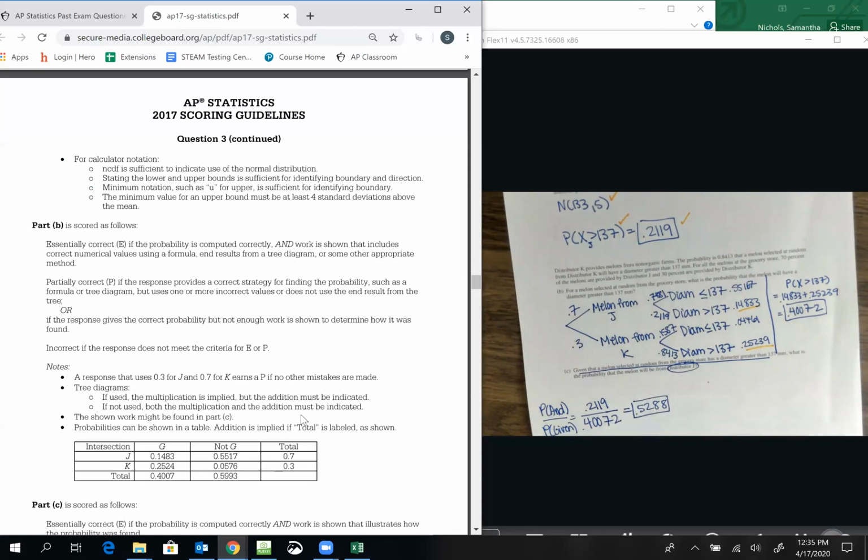You also could have set up a table instead of a tree diagram if you wanted to. If you set up a tree diagram, if you had a good process, but then you somehow made a small mistake, you got partially correct.